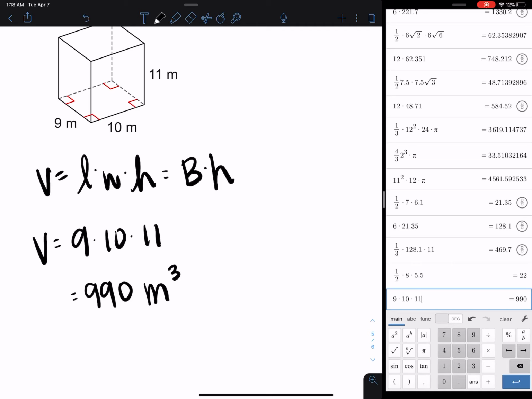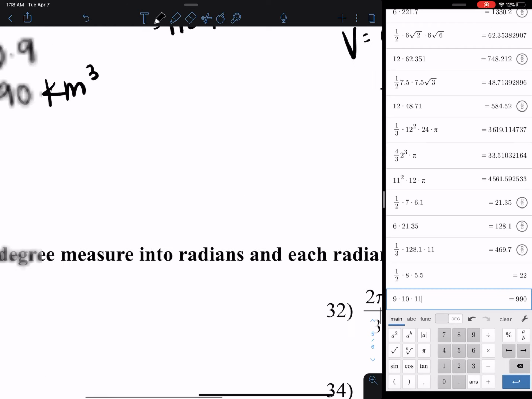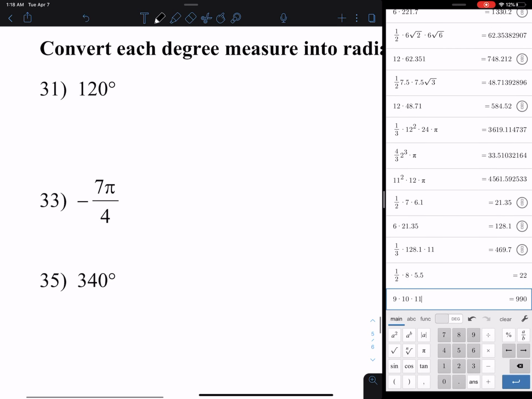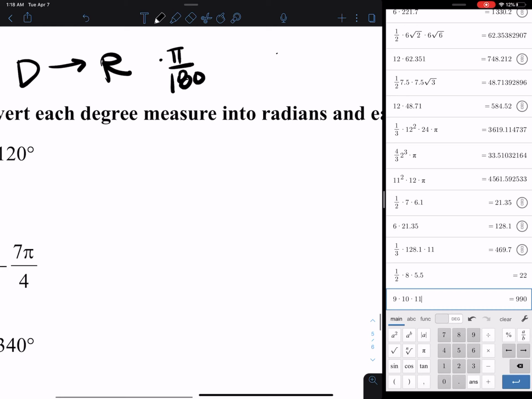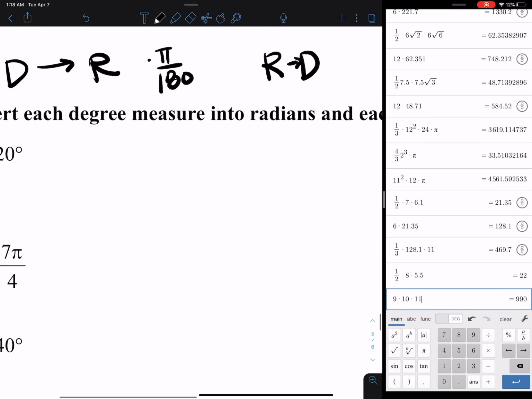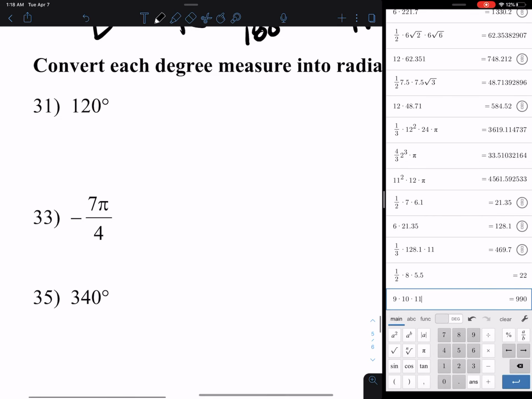And then you'll have 6 questions on converting radians to degrees. So this is a degree. To go from degrees to radians, you multiply by pi over 180. To go from radians to degrees, you multiply by 180 over pi. So radians have a pi in them, degrees don't. This degree doesn't have a pi in it, so we need to multiply by a pi, right? Because we want a pi in the radians.